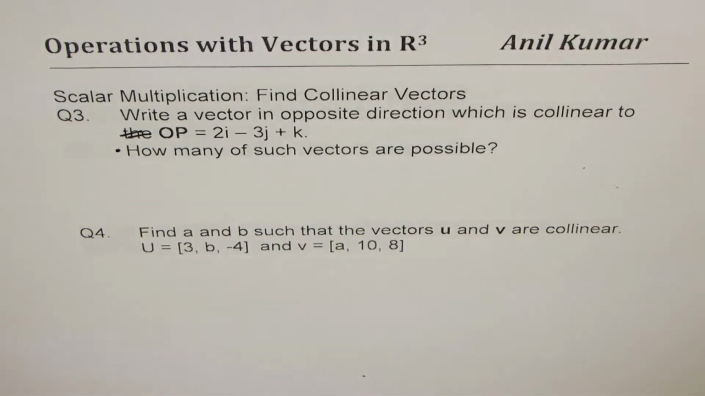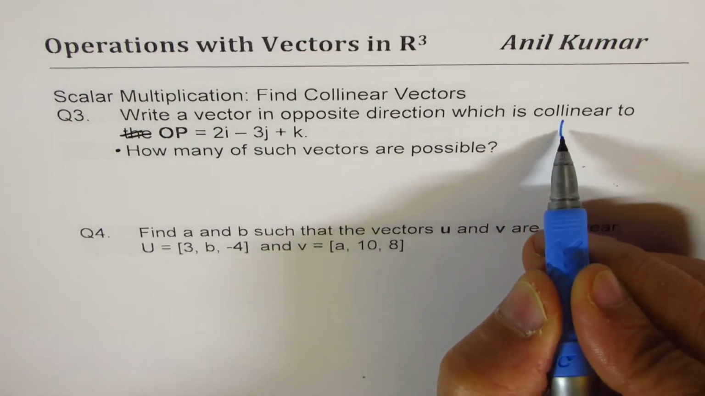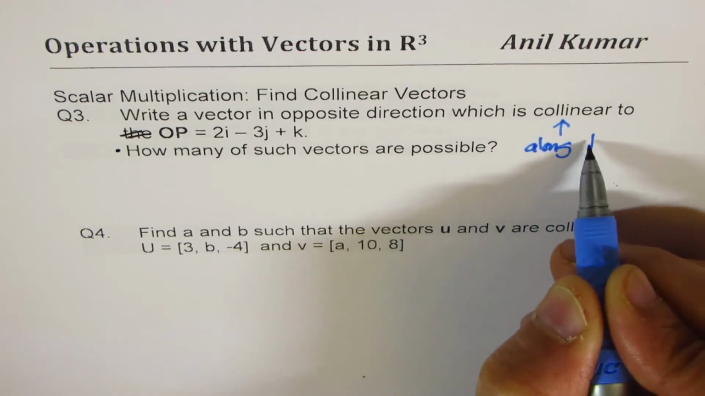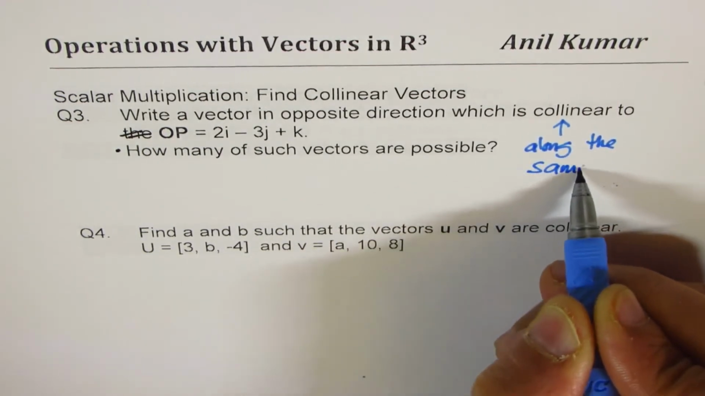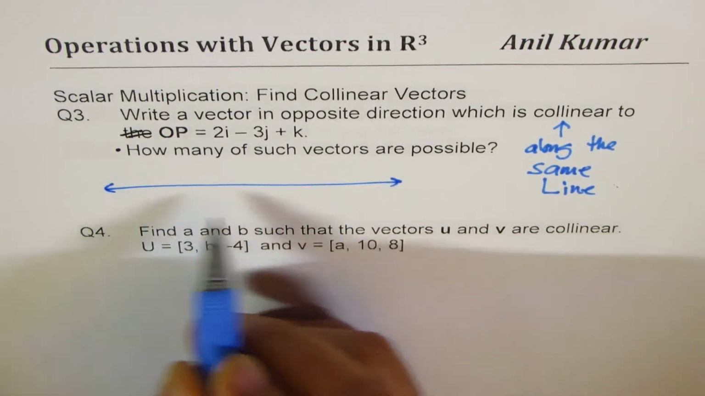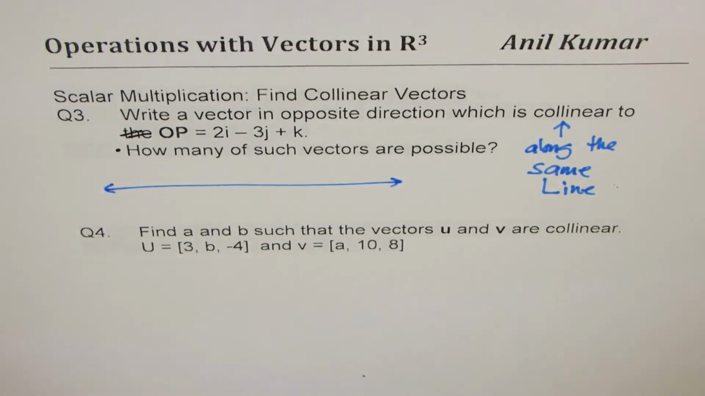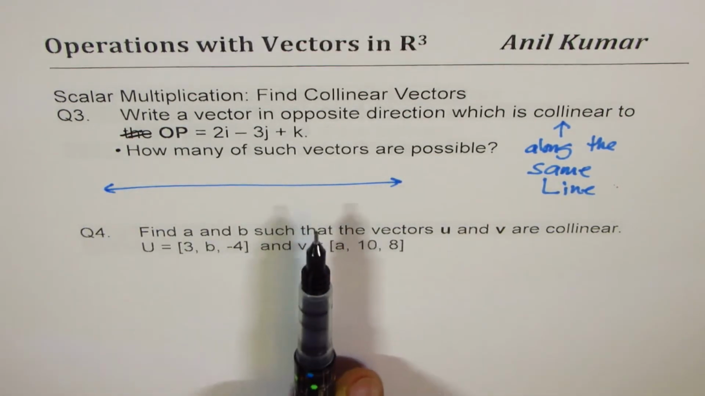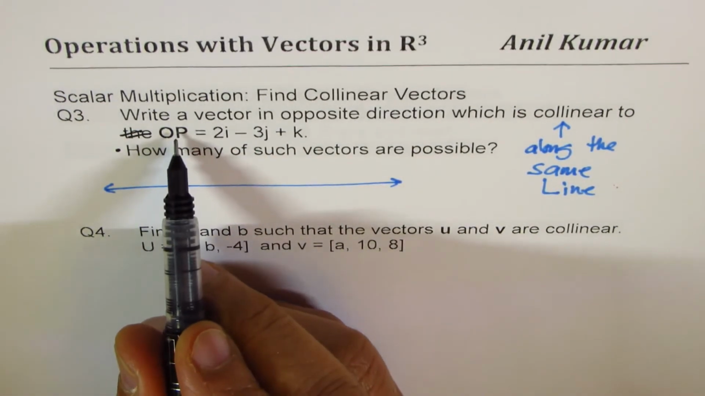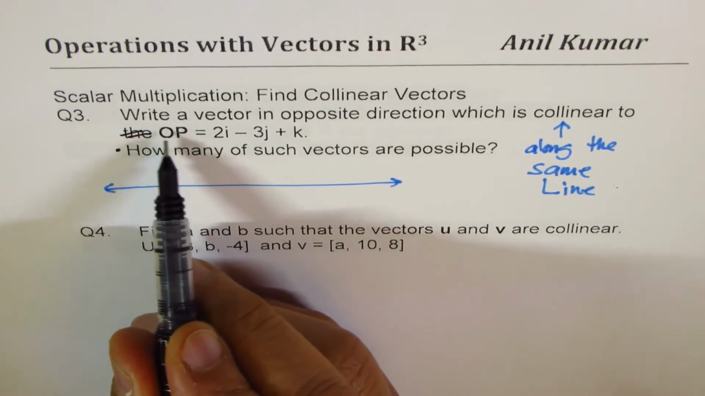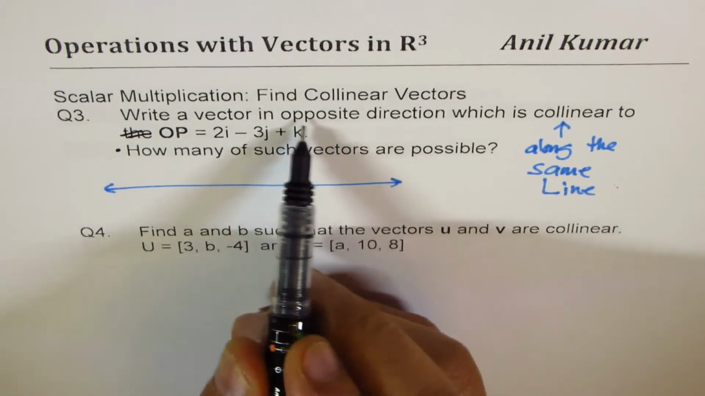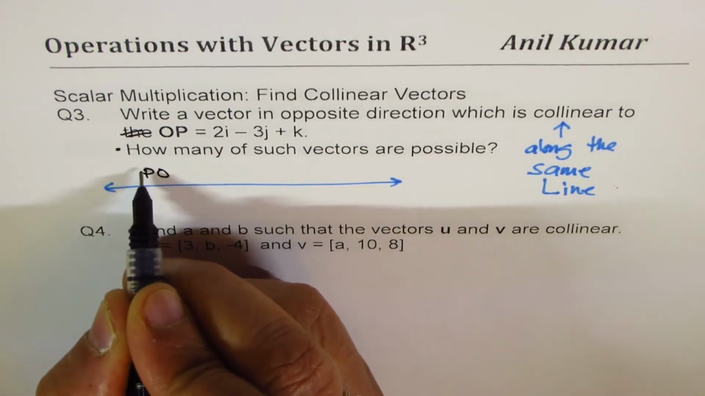So collinear means along the same line. That is important, right? So when we say collinear, it means along the same line, so it could be in the opposite direction. Very important to understand. Now in vectors, if I have to give the opposite direction, OP becomes PO basically. So the direction reverses, right? So if I have to give the opposite direction, I could write this also as PO.